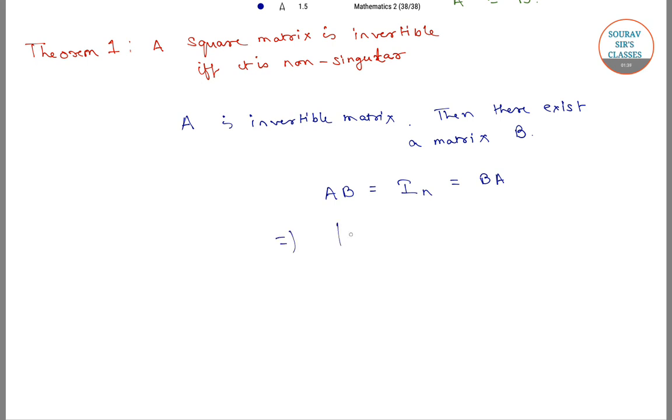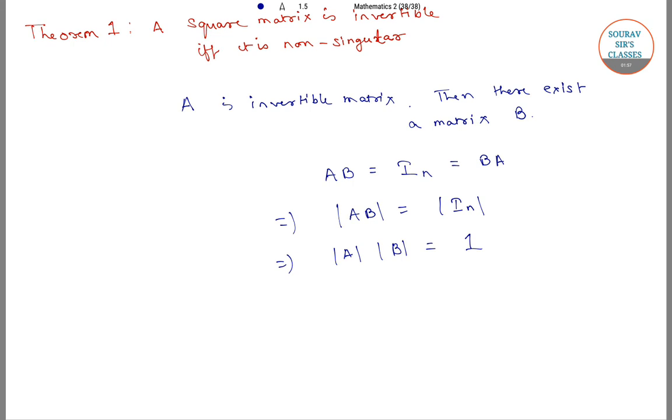So this implies |AB| = |In|. This implies |A| into |B| = 1, since the determinant of the identity matrix is 1. And since |AB| = |A| into |B|, we get this. From this we can say that |A| is not equal to 0, which will imply that A is non-singular.